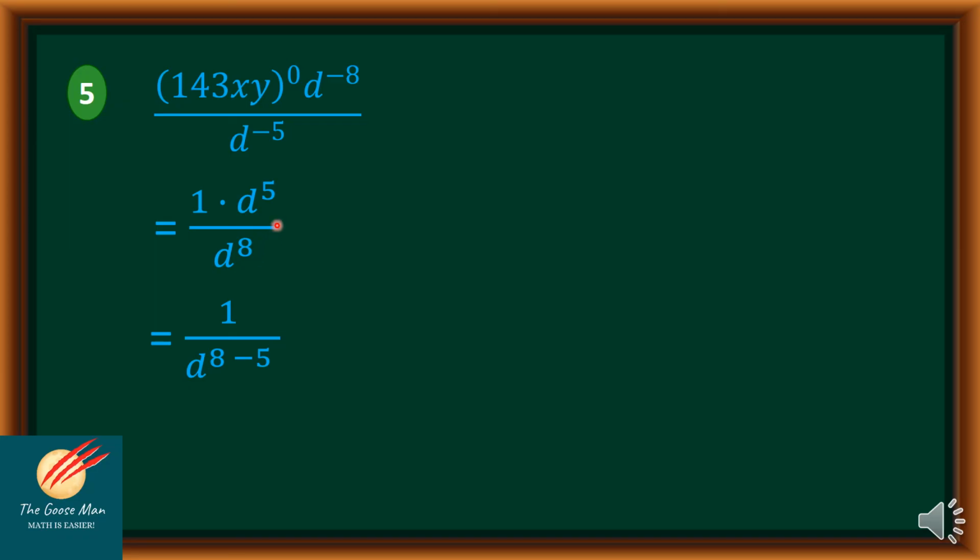However, using the law of exponents, since the exponent in the denominator is greater, I'll deduct the exponents and copy the same base in the denominator. So I have here 1 all over d raised to 8 minus 5. So the final answer is equal to 1 all over d raised to 3. Let's move on to example number 6.